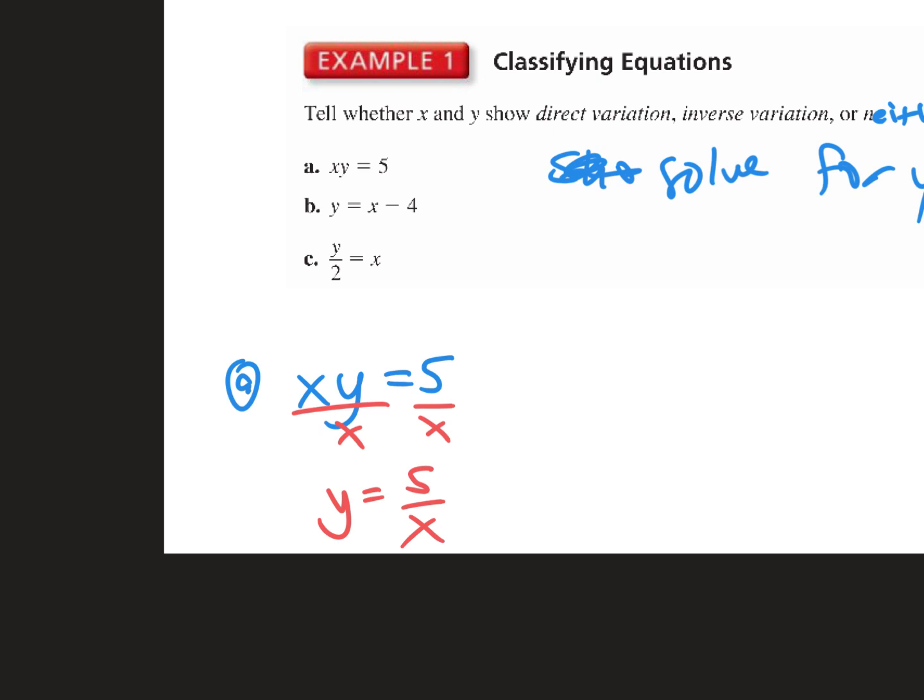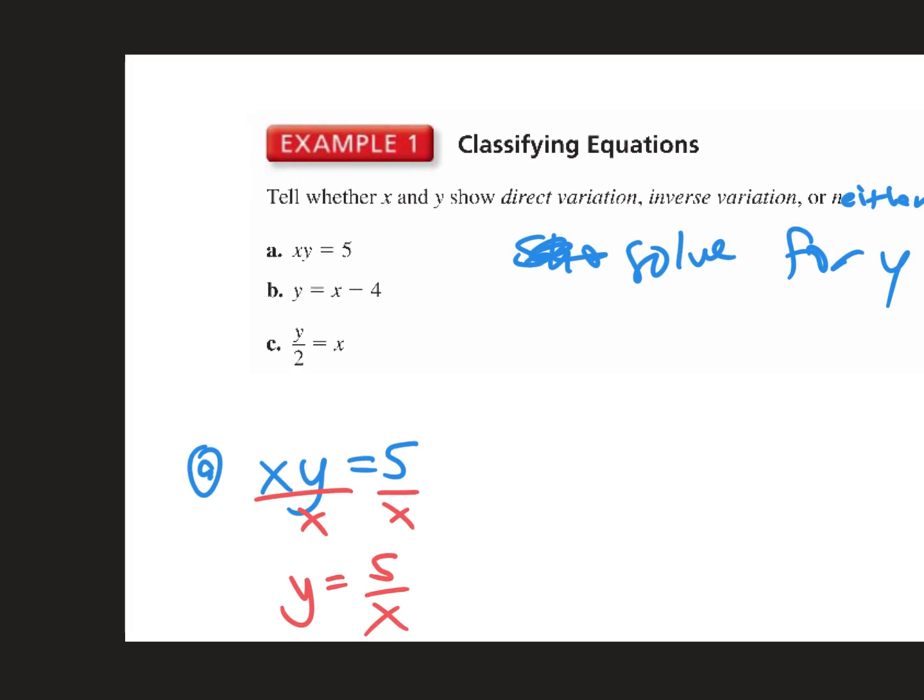Is that direct variation? Is it y equals a times x? Is it y equals a divided by x, or is it neither? It's a divided by x, so this is inverse variation. So it's really easy to look at an equation and tell what it is. Solve for y and then figure it out.